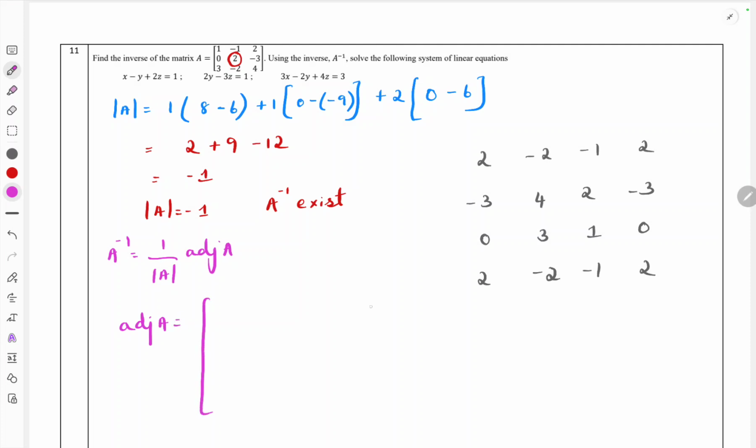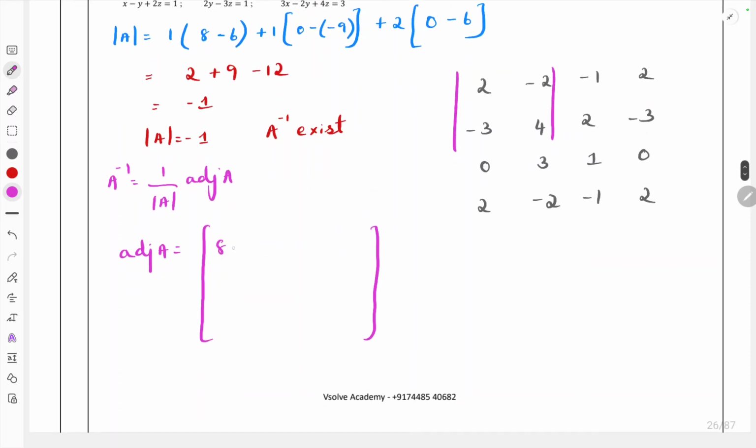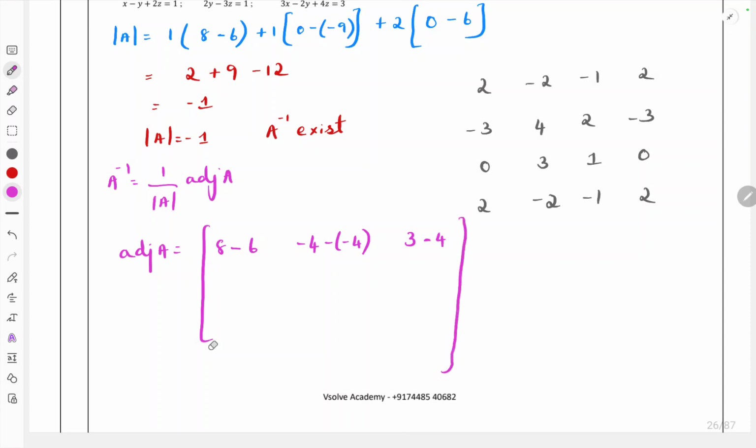Adjoint of A will be equal to the determinant of this. So 2 4s are 8, 8 minus 3 2s, minus 3 into minus 2 is 6. Next this determinant, so minus 2 into 2, it will be minus 4, minus of minus 4. Next minus 1 into minus 3, it is just 3, minus 4. So we can just close this.